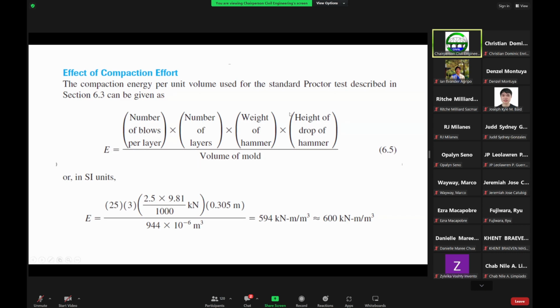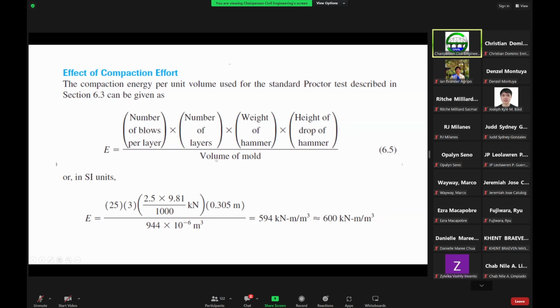Then multiply that by the weight of the hammer, multiplied by the height of drop of the hammer, depending on if you're using the standard Proctor test or the modified Proctor test. Then you divide that by the volume of mold. That gives you the compaction energy per unit volume.